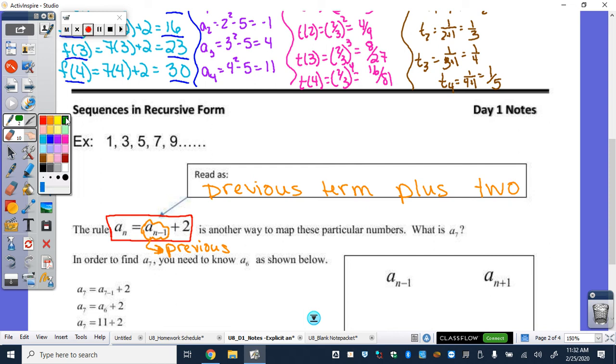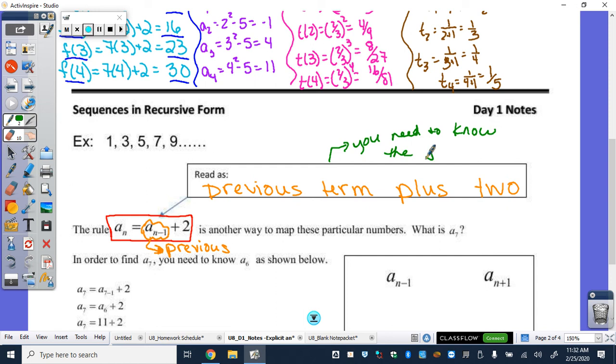What ends up happening with the recursive formula is that you need to know the previous term. If you don't know that previous term, you can't figure out whatever current term you are working on.